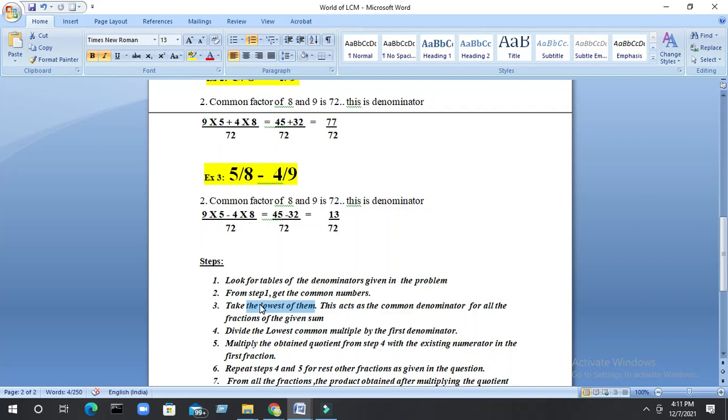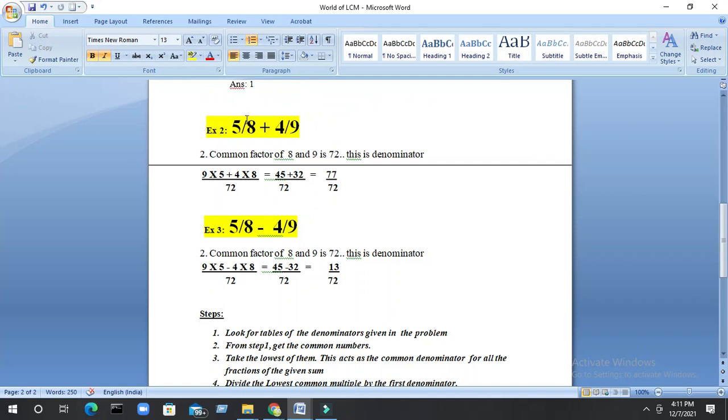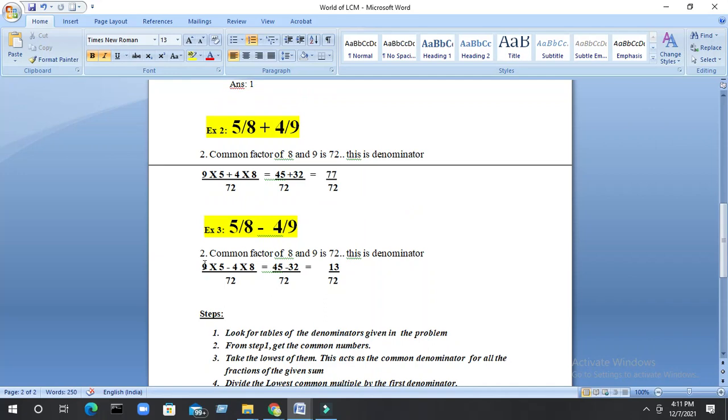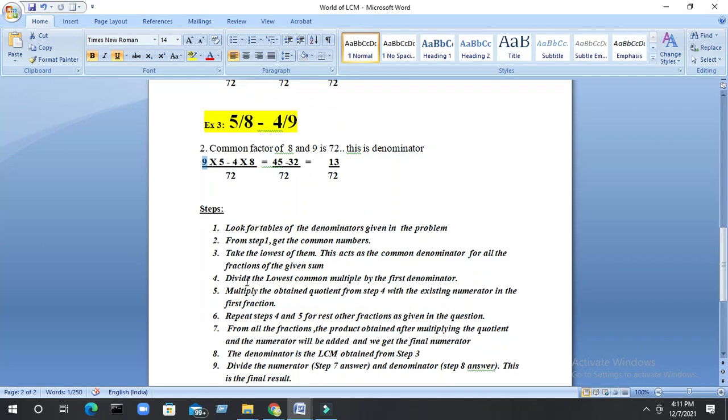Now let me take you to the second example here. Take the lowest of them. We got 72 as the lowest, and this acts as a common denominator for all the fractions in that sum. Divide the lowest common multiple, that is the LCM, by the first denominator. What was the first denominator? Which was 8. Done. Multiply the quotient obtained from step 4. What was the quotient obtained for the first fraction? It was 9. On dividing 72 by 8, we get 9, into the numerator of the first fraction, which was 5.